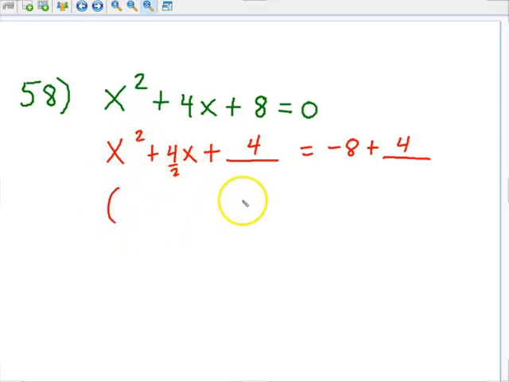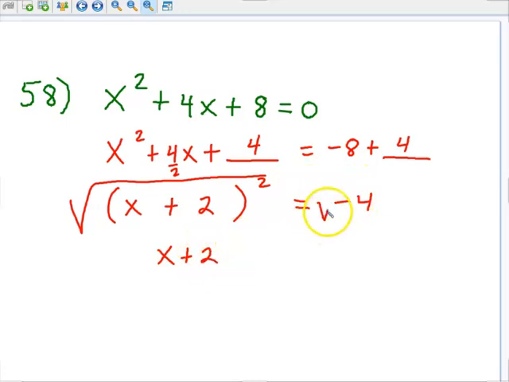I've now made a perfect square trinomial, and they factor very nicely. There's the factored form of x squared plus 4x plus 4. And negative 8 plus 4 is negative 4. Now I'm going to do the square root property, which means the square root of both sides.